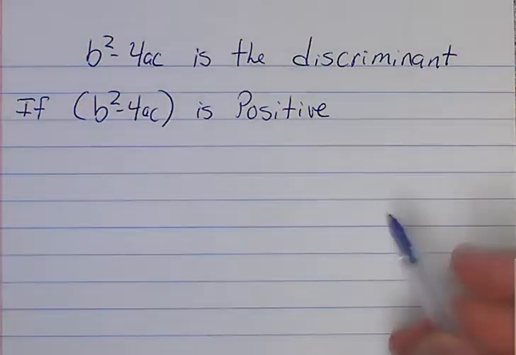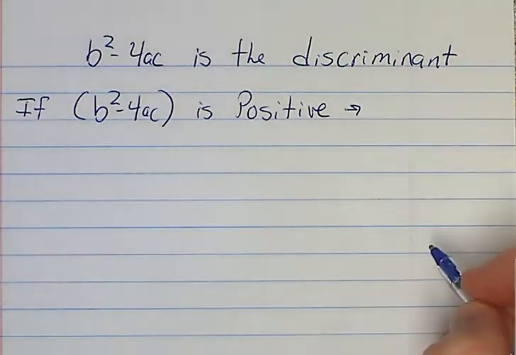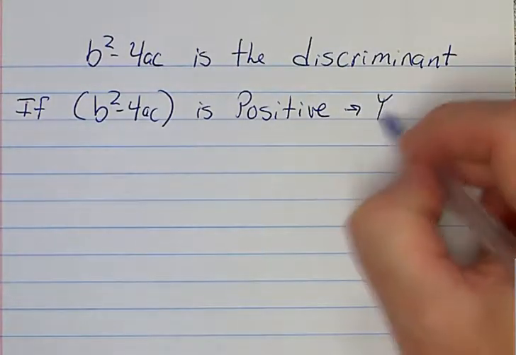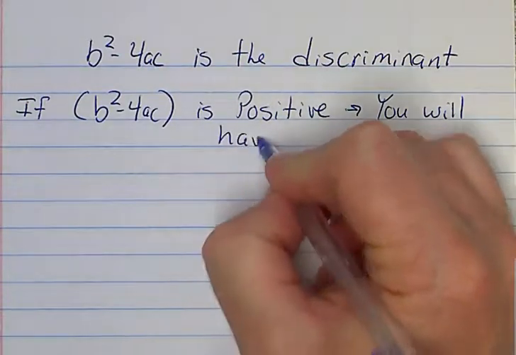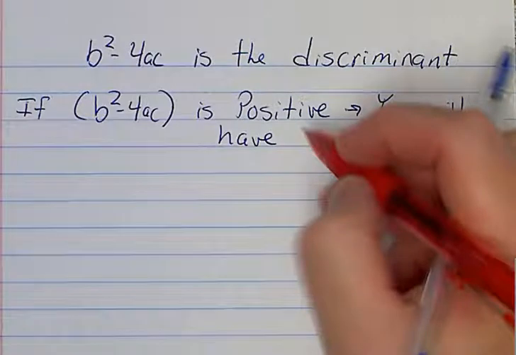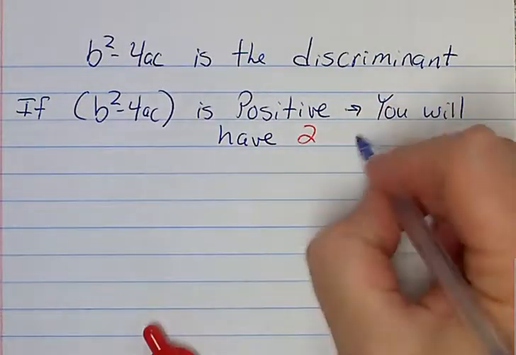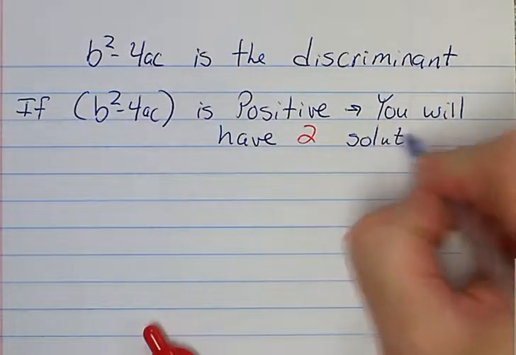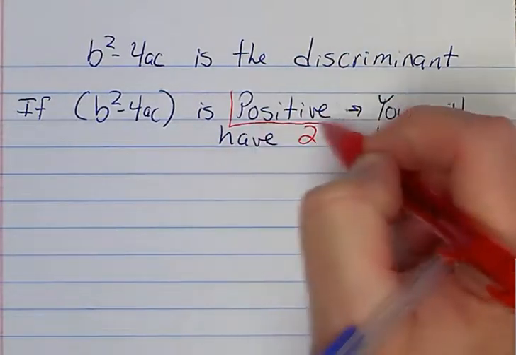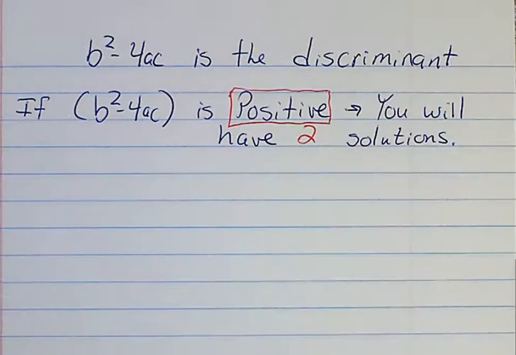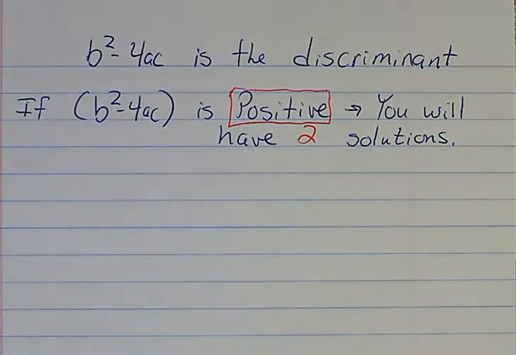If that number is positive, you will have two solutions. So if b squared minus 4ac is a positive number, you're going to have two solutions, because you're going to take the square root of it, and you'll have the plus and the minus for that part of it.